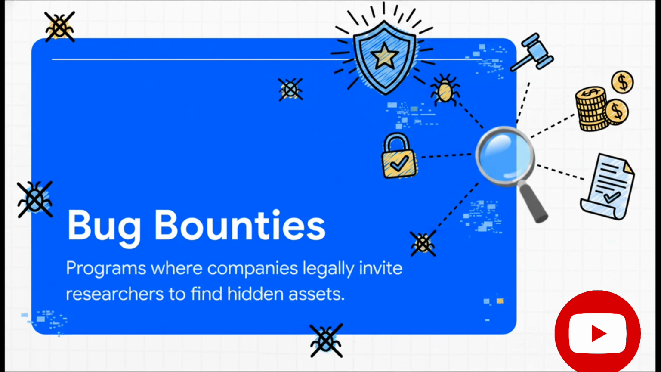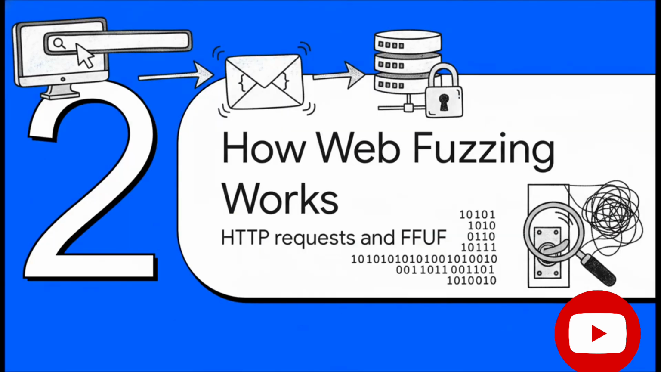To combat this massive threat, corporations launch what are called bug bounties. Organizations like HackerOne, Bugcrowd, and Intigriti act as secure platforms where companies legally invite independent researchers to look for these hidden assets. I want to really emphasize this. These platforms provide the completely legal, safe, and highly lucrative framework for everything we're discussing today. When you find an asset that shouldn't be exposed, you get paid. Simple as that.